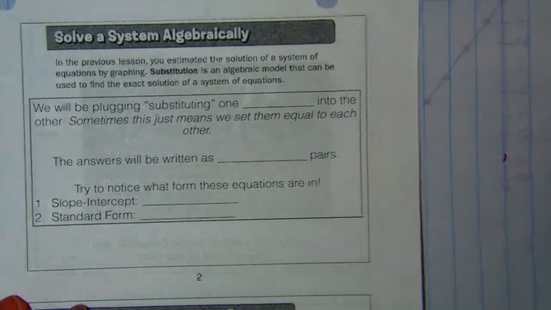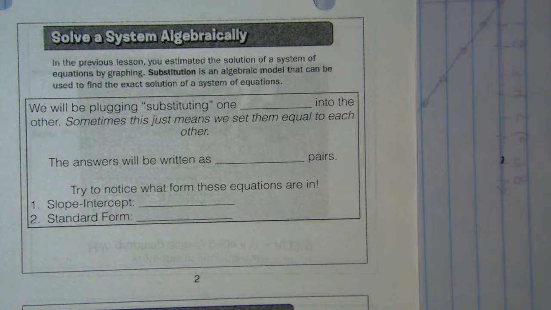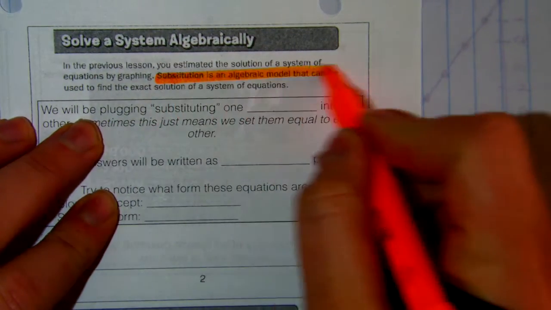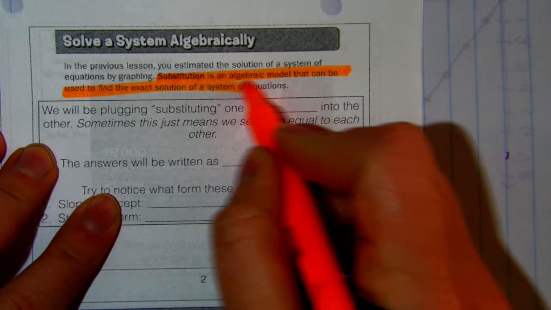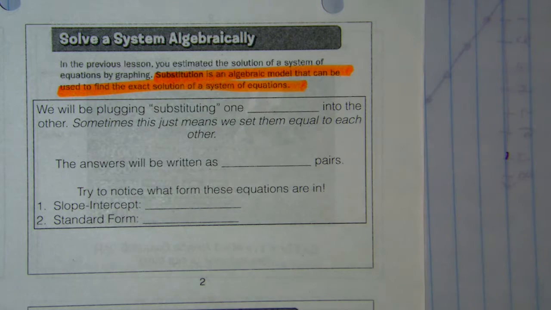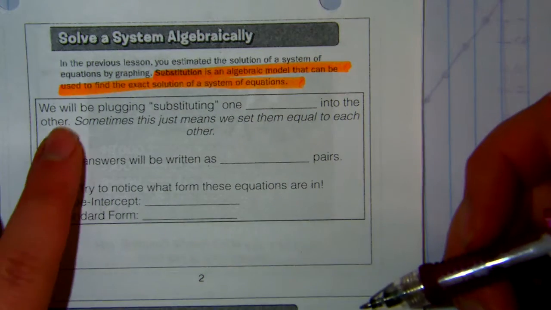So we have our last vocab word here on slide 2. In the previous lesson, where we learned by graphing, you estimated the solution of a system by graphing. Substitution is an algebraic method that can be used to find the exact solution. So let's say the numbers are really ugly, not very pretty, not easy to graph. Solving them algebraically might be a little easier.